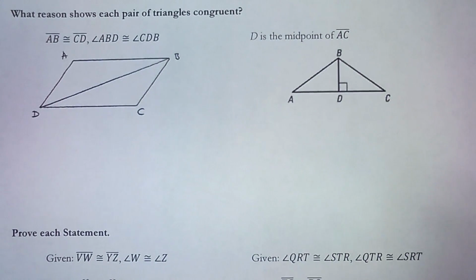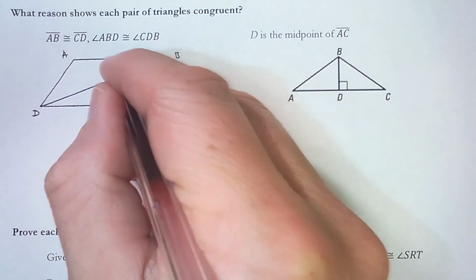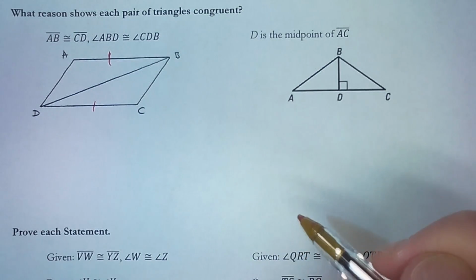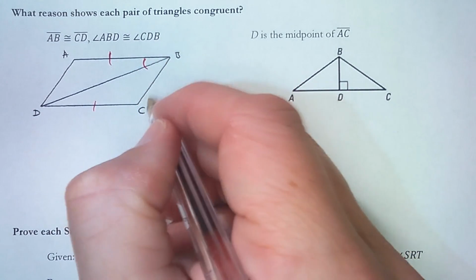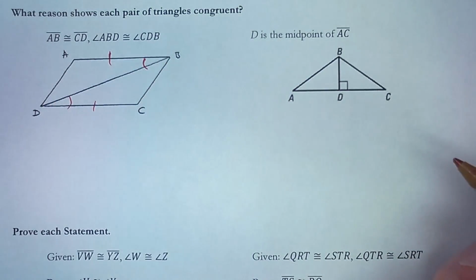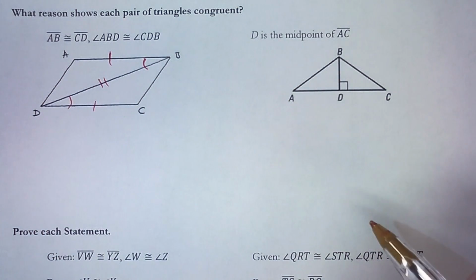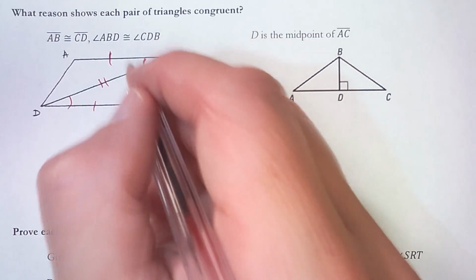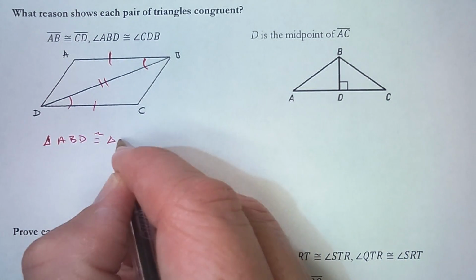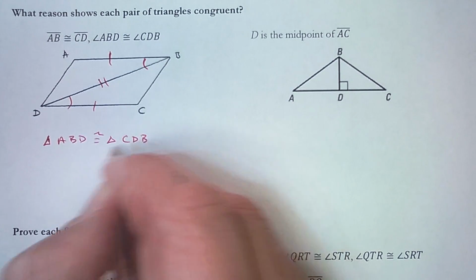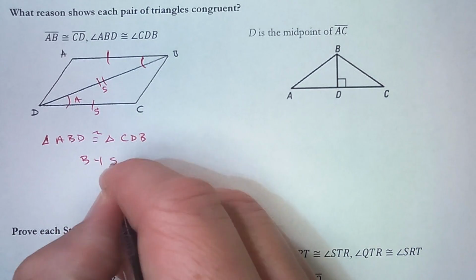Okay, now we want to show that these triangles are congruent. So I've got segment AB is congruent to segment CD. Angle ABD is congruent to angle CDB, and they do share a side, so by the reflexive property I can say that is congruent to itself, and that gives me triangle ABD is congruent to triangle CDB by side, angle, side.